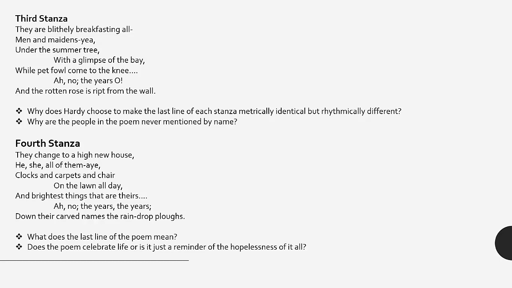In the fourth stanza, it gets really dark. "They change to a high new house, he, she, all of them, clocks and carpets and chairs on the lawn all day, and brightest things that are theirs. Ah no, the years, down their carved names the raindrop plows." It took me a couple times of reading the very last line before I realized that it is referring to carved names on a tombstone or a gravestone.